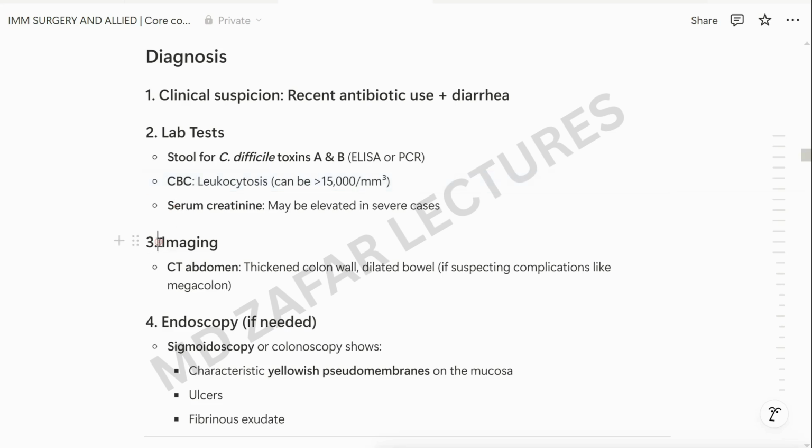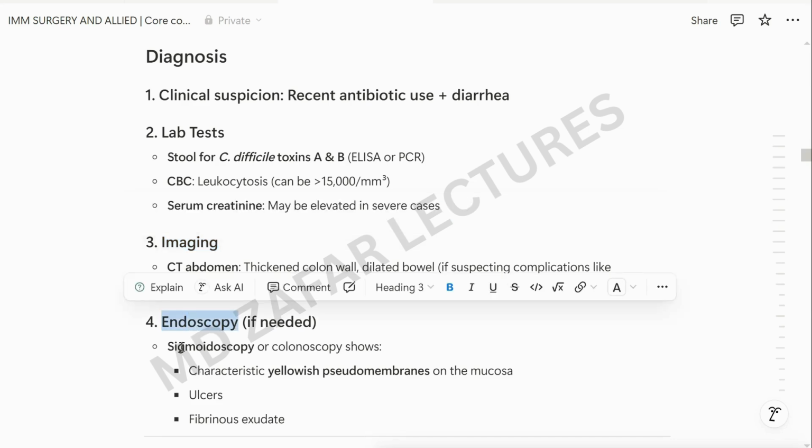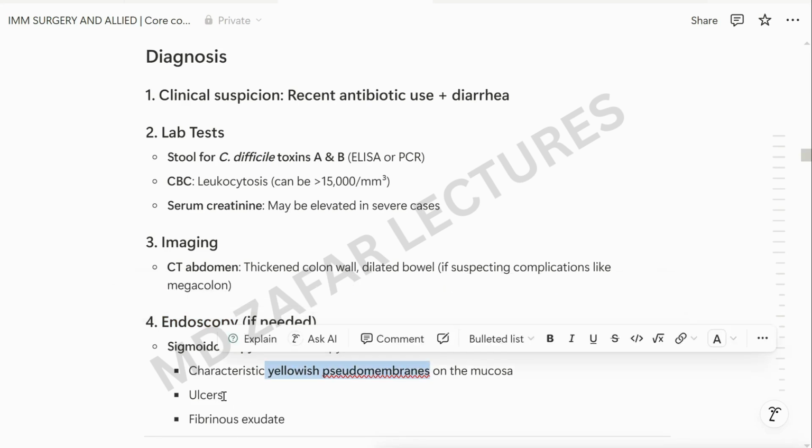Then we have the imaging. In terms of imaging, CT abdomen can be used to see the dilated bowel and thickened colon wall. However, apart from the lab test, the second most important diagnosis is made on the basis of endoscopy. Endoscopy is specifically done, that is the sigmoidoscopy or colonoscopy. It is going to yield the pathophysiological finding associated with PMC, that is the yellowish pseudomembrane on the mucosa, with associated ulcers, and fibrinous exudate can also be found.